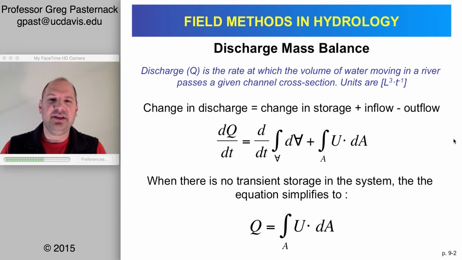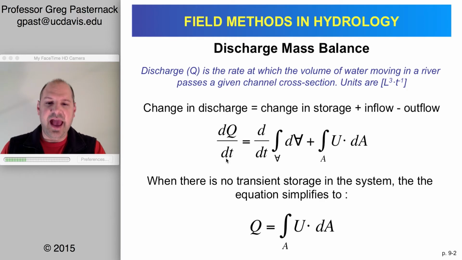So discharge is the rate at which the volume of water moving in a river passes a given channel cross-section. It's given in units of volume per time. There are related values like specific discharge, which would be the discharge per unit width. So if you have a 100-meter wide channel, it might be per unit of 1 meter of width of that channel, for example.